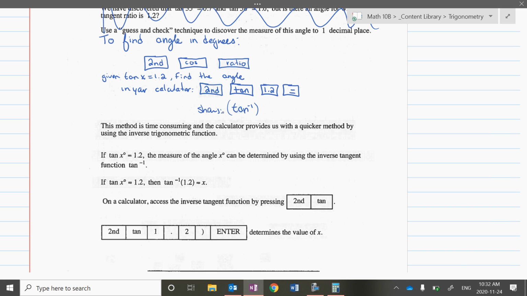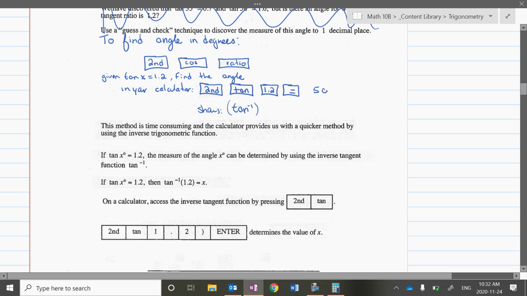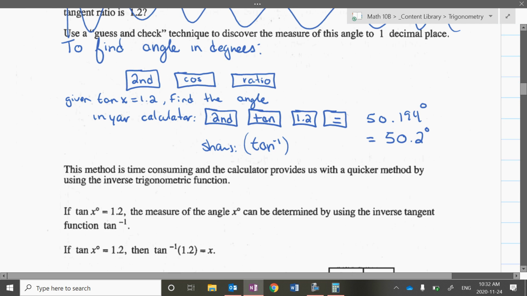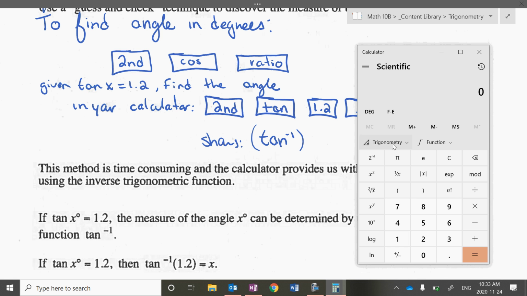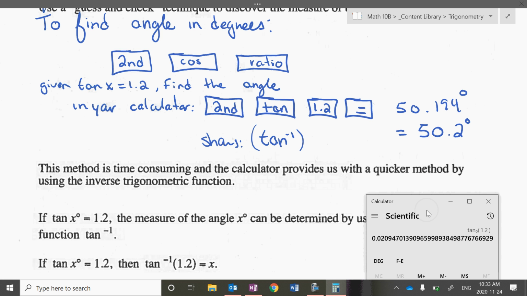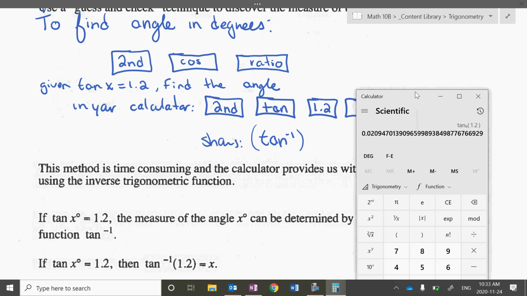So I want you to try this. You should get a value of 50.194. Let's just round that to one decimal place, so 50.2 degrees. Try that and make sure you can do that on your calculator. Each calculator is a little bit different. Those steps are for the Texas Instruments graphing calculators. On this one, I press second, then tan, 1.2. Did it cut off? Because it should be 50.19.